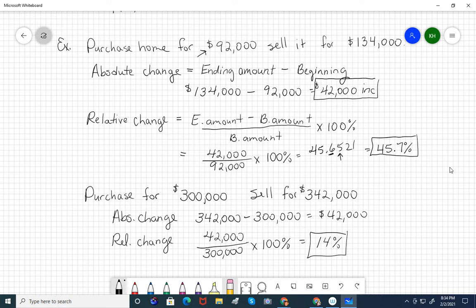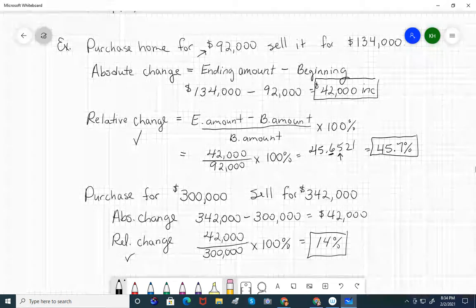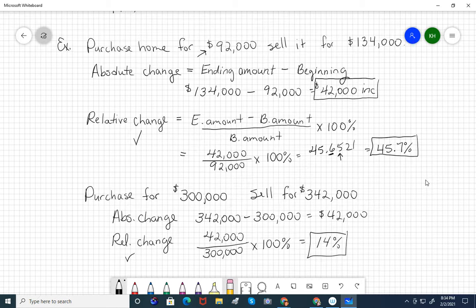Of course, it also would depend on how many years you had to own the home. If this person at the bottom only owned the home for 1 or 2 years, he's probably thrilled. But if he owned this house for 20 years, and this other guy owned his house for 20 years, then this guy had a much better relative change. I hope that just helps that absolute change and relative change feel a little more solid, and that you're getting more and more comfortable with calculating percents.